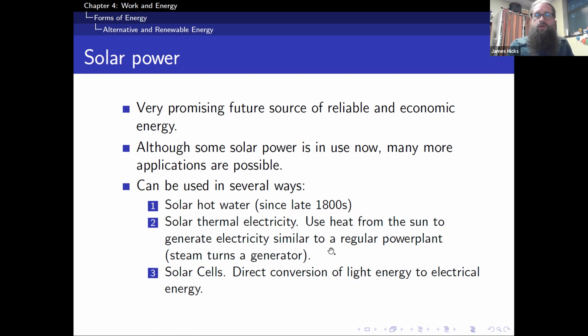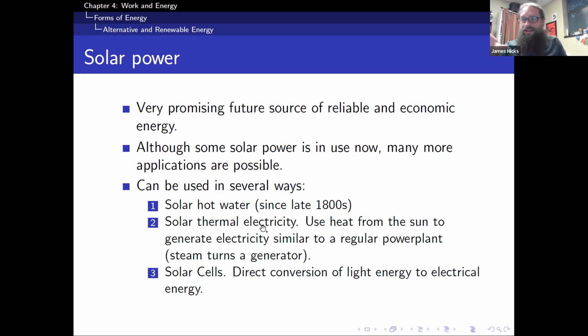You can also use solar power to generate electricity directly, which is what solar cells do. So in a house that collects light and directly converts it to electrical energy. You can also generate electricity from solar energy thermally. So that's what solar thermal electricity is.